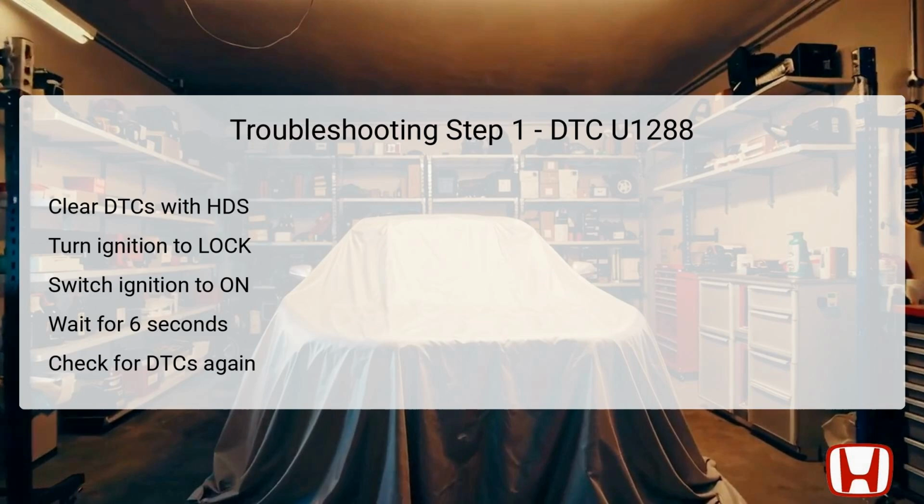It's important to wait at least 6 seconds for the system to stabilize before proceeding to check for DTCs. This process will help identify if the issue is persistent. If DTC U1288 reappears, it indicates that a foundational problem still exists, while an absence of the code suggests an intermittent failure, leading you to check for potential loose or poor connections in the circuit.